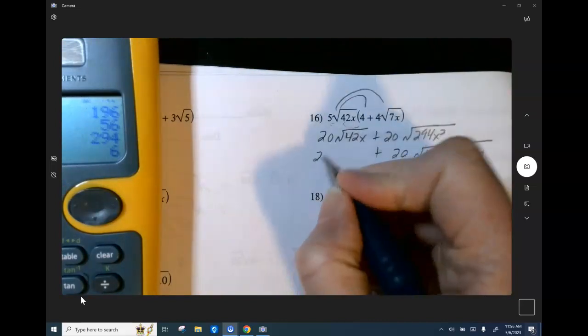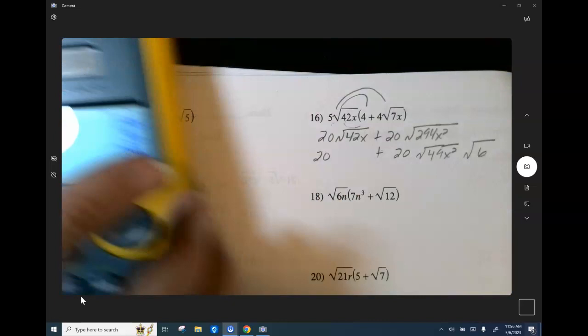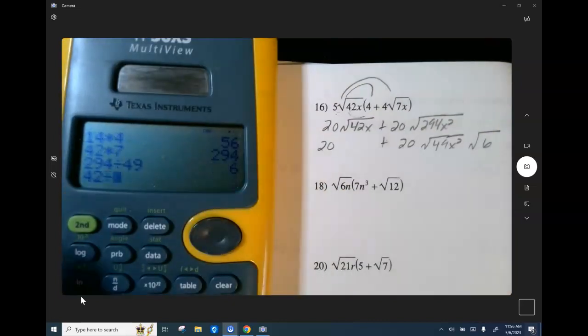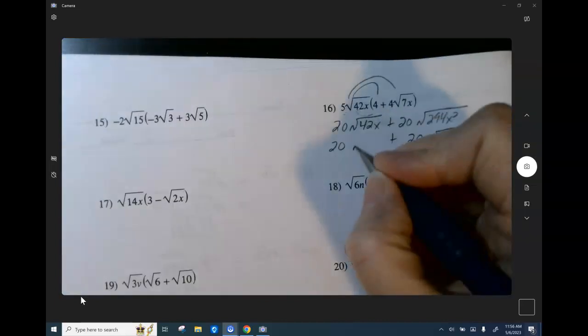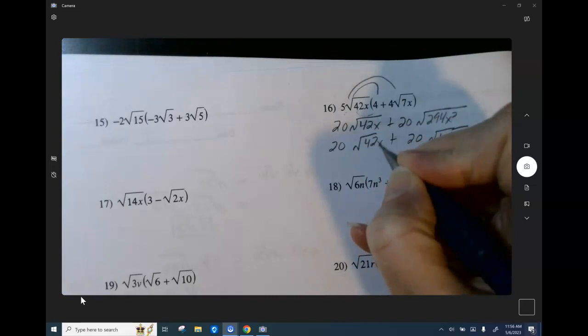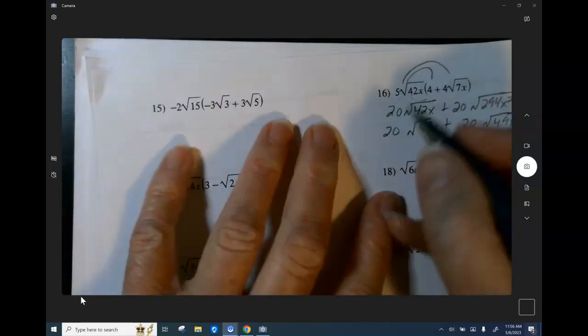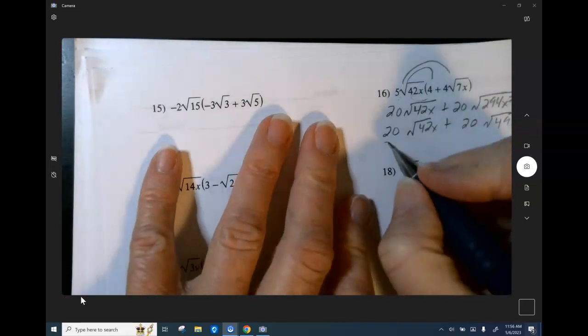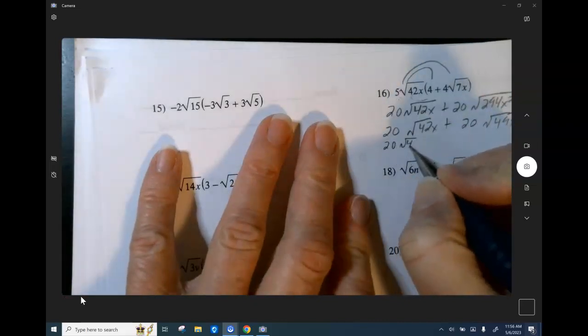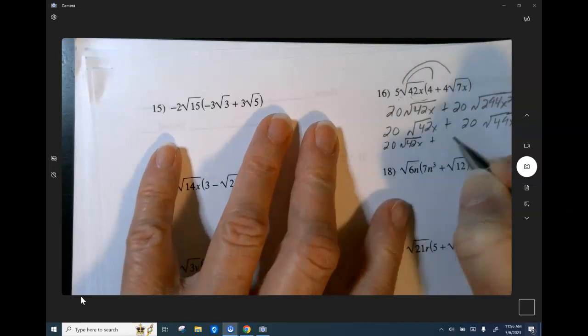Now we have a 20. 42, what does it break into? 42 is divisible by 3. 42 is divisible by 6. Yep, nothing. We got nothing there. So this gives me 20. That one stays. This one I can multiply. So 20 square root 42x, that just hangs out.